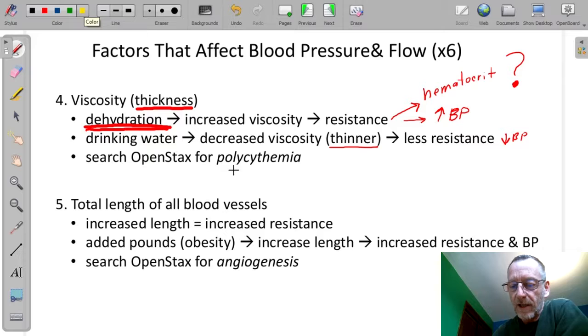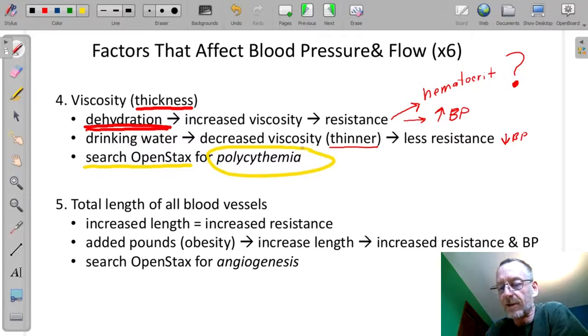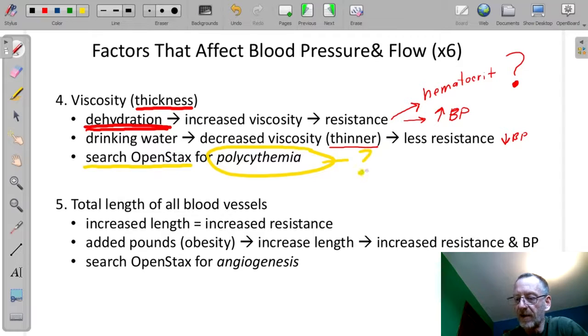And I have a note here for you to search in your book. And if you do this in Learner, it's really easy. You open Learner, you click on the Learn tab right there at your dashboard. It opens up the textbook. Just find the magnifying glass and type in polycythemia, and it'll shoot you to those spots in the book where polycythemia is defined and discussed. So I'd like you to do that so that you have an idea what polycythemia is, and it's in relationship here to viscosity.